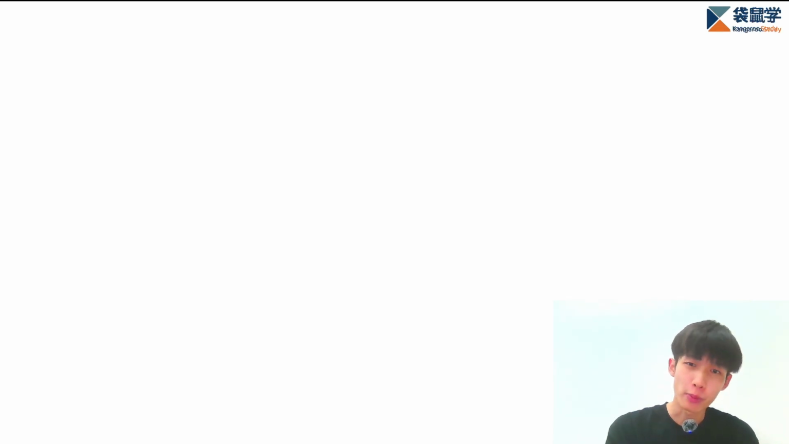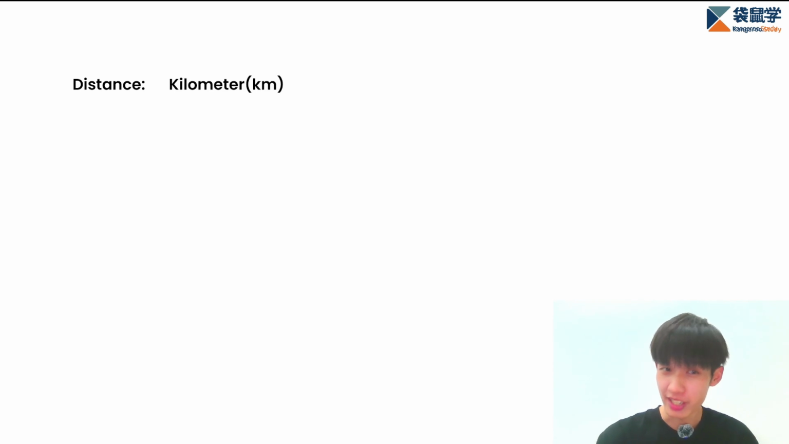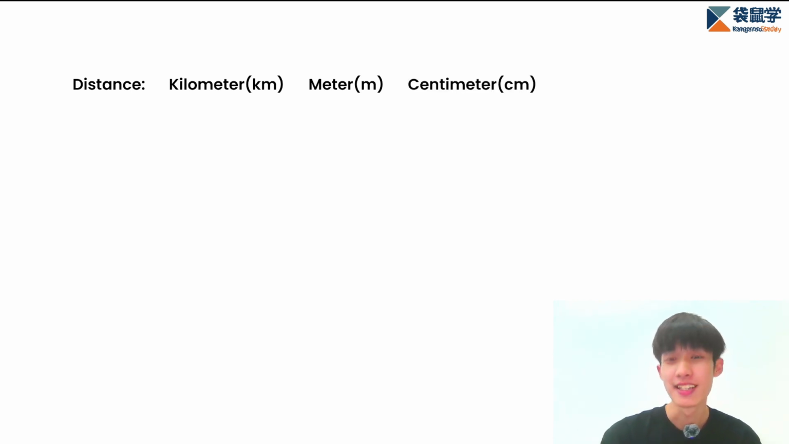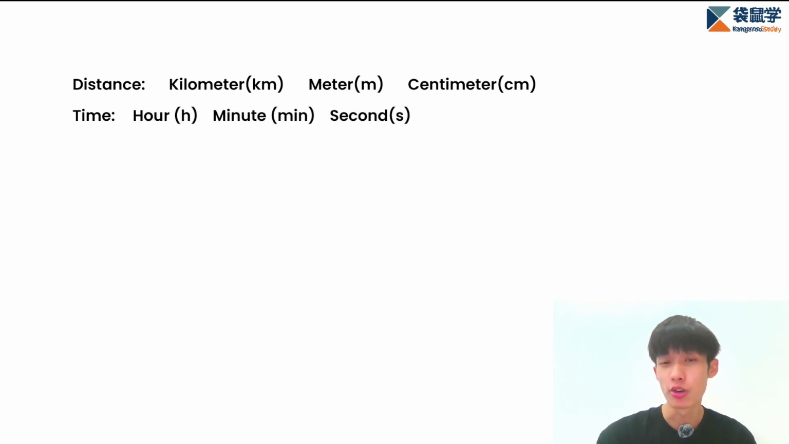Inside the travel problem, we have three main values, which are distance, speed, and time. Starting with distance, what are the units? The first one is kilometers, represented as km, and next we have meters, and a smaller unit, centimeters. Those are the commonly used units for distance. How about time? The common units for time are hour, minutes, and also second. So that's distance and time.